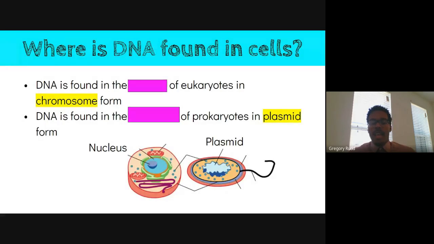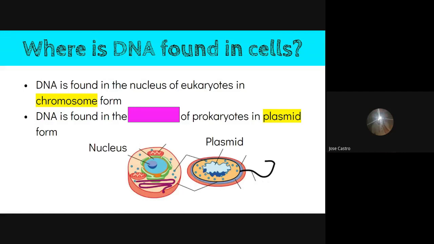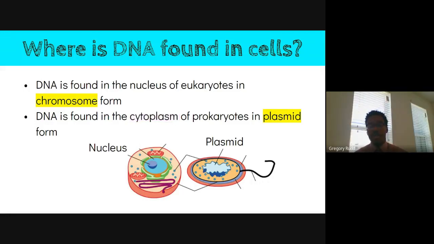Where do we find the DNA in a eukaryotic cell? Nucleus. In the nucleus, good. And what about in a prokaryotic cell? Yeah, in the cytoplasm, good.